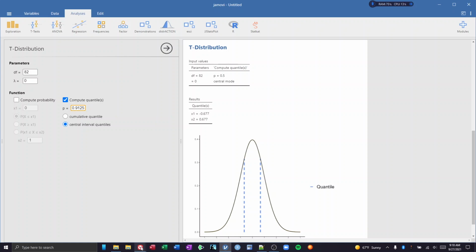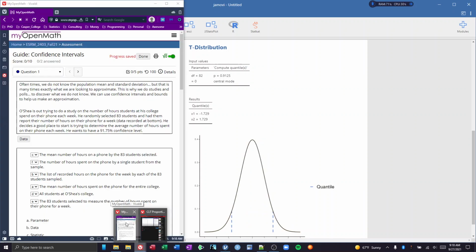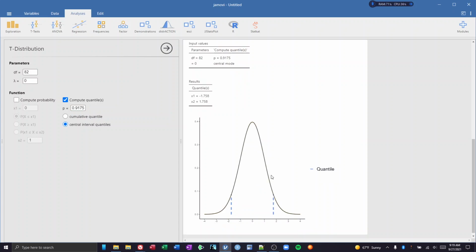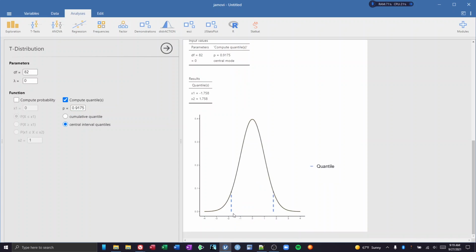91.25. Is that right? Hold on. Let's go back here. 91.75, excuse me. 91.75. And since I'm doing central interval quantiles, let me enter. It says we're going to go this far above and below, and this is where we're going to make our confidence interval catch. We think that the true mean is actually located plus or minus 1.758 standard deviations from the mean. Okay, we need this number right here, this 1.758.